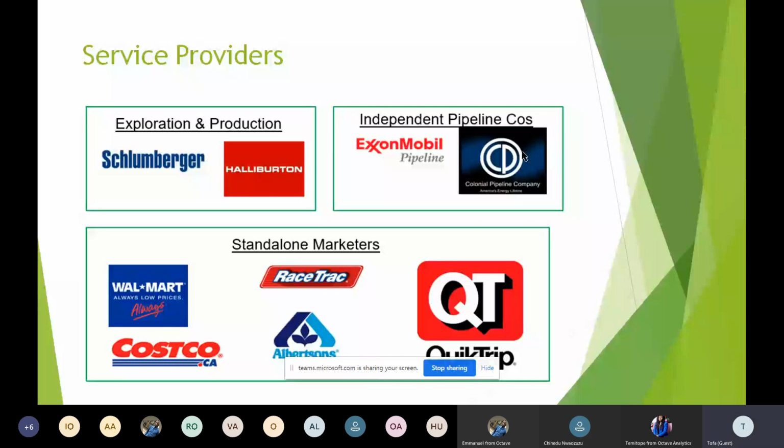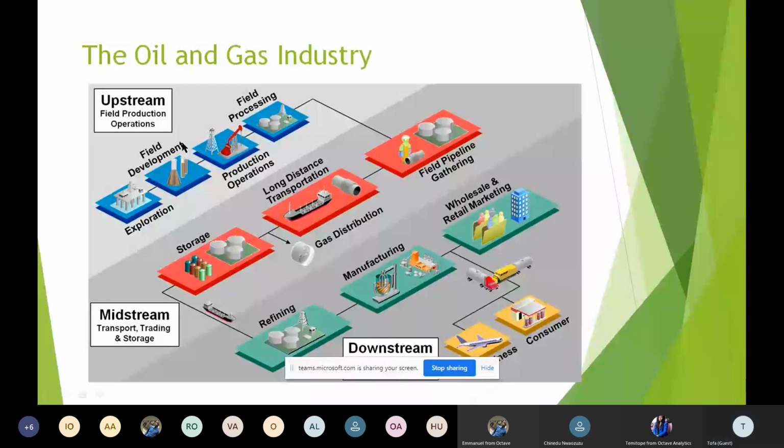So this is what the industry looks like. It is divided mainly into three. We have the upstream, the midstream, and the downstream. Hopefully this figure does a good job, because in the upstream there we have the exploration, then we have the field development, then we have the production operations and field processing. Please, if you have any questions, note it. This is quite high level, like I said.